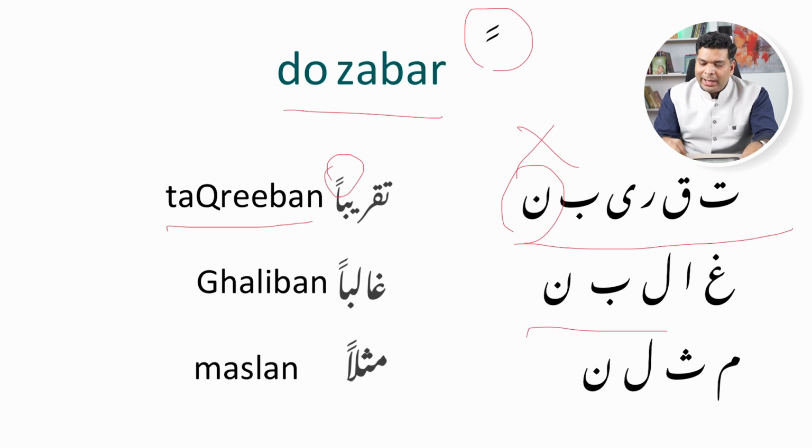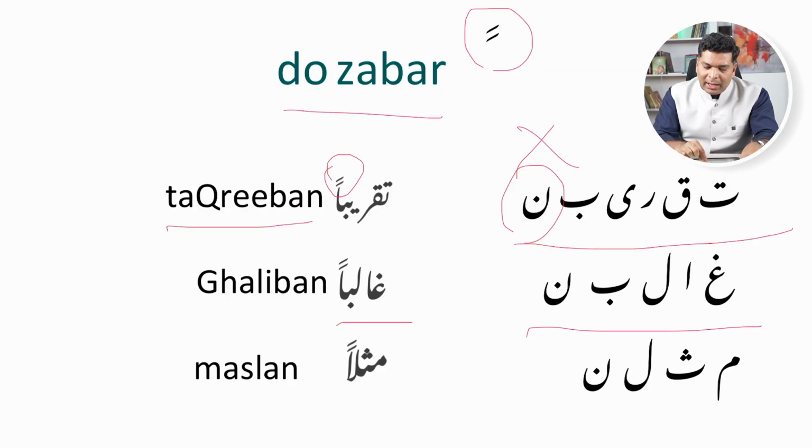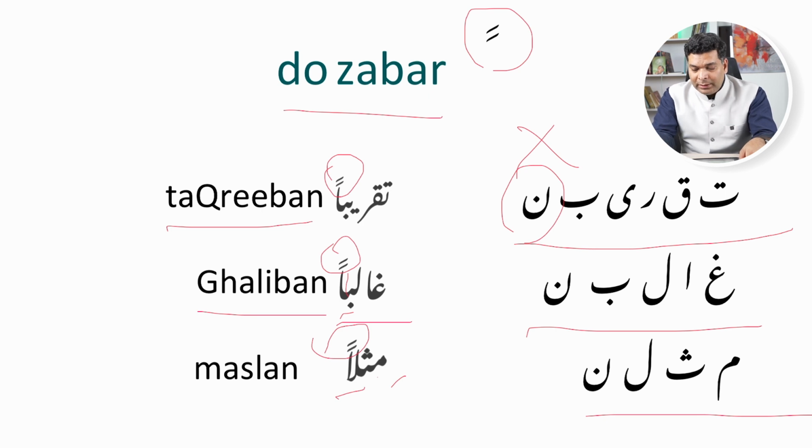Similarly, there could be a word called ghaliban, which is ghain, alif, lam, be, noon. And in ghaliban, you're not using noon, instead you're using ghain, alif, lam, be, alif, and then you put a do zabar here, which makes it ghaliban. Similarly, you have another one called maslan. So ideally you could have meem, se, lam, and noon. But instead of that, you write meem, se, lam, alif, and then you put a do zabar, which makes it maslan. So this is also used in words and can be considered a written convention.